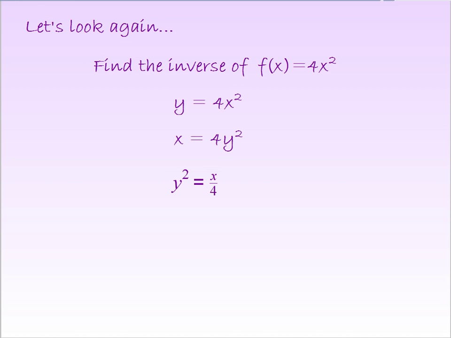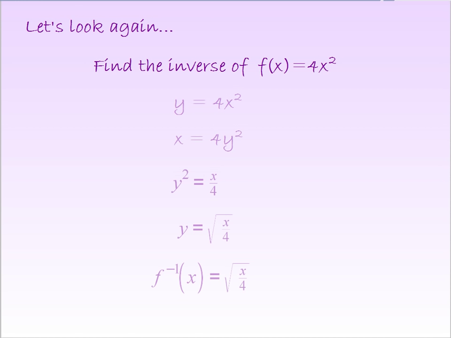So I'm going to square root both sides, and I get y equals the square root of x over 4. And then of course I'm going to put this in function notation, and for now that's as simplified as we're going to get. We'll simplify it further another day, but for today that's enough.